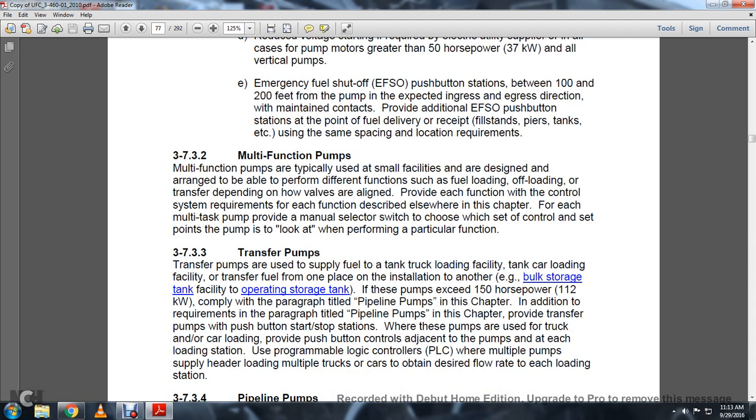3732 Multiple function pumps. Multiple function pumps are typically used with small facilities and are arranged to be able to perform different functions such as loading, offloading, and transferring to defueling, depending on how valves are aligned. Provide the function control system requirements for each of the functions described in this chapter for each of the multiple tasks. Provide a manual selector to choose which set of controls the pump is to use when performing the particular function.